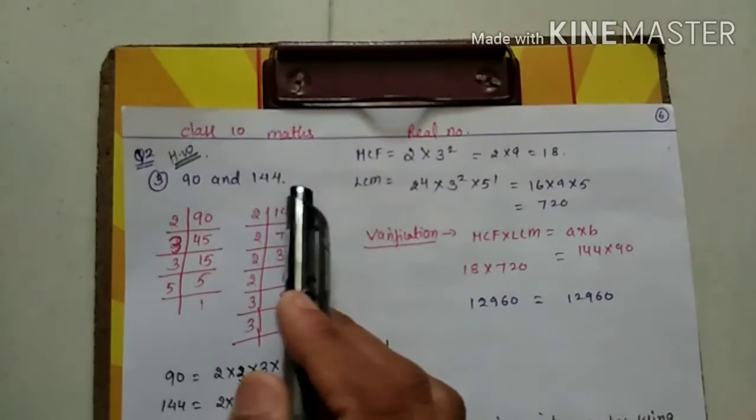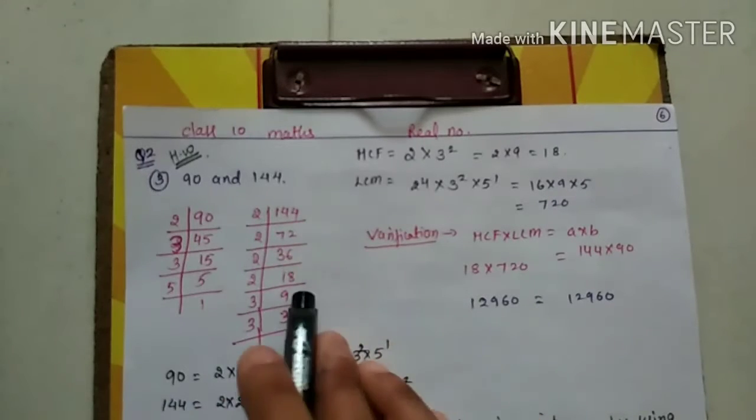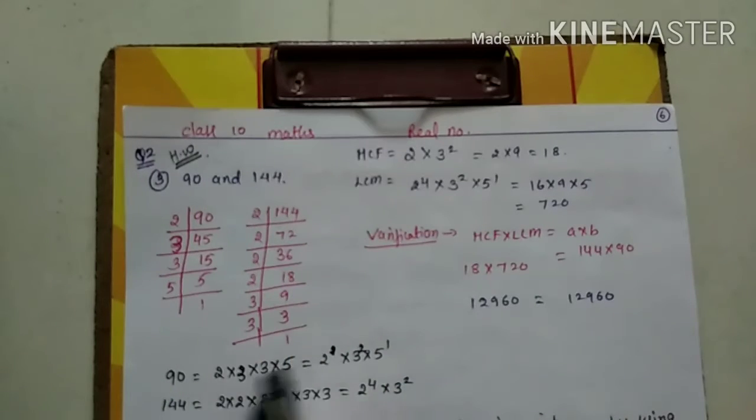90 and 144. Again I have done the same process. I have to do the factorization, prime factorization I have done. After that I have written here 90 is 2 into 3 into 3 into 5. So 2 the power 1 into 3 the power 2 into 5 the power 1. 144 is 2 into 2 into 2 into 2, 3 into 3. 2 the power 4 into 3 the power 2.